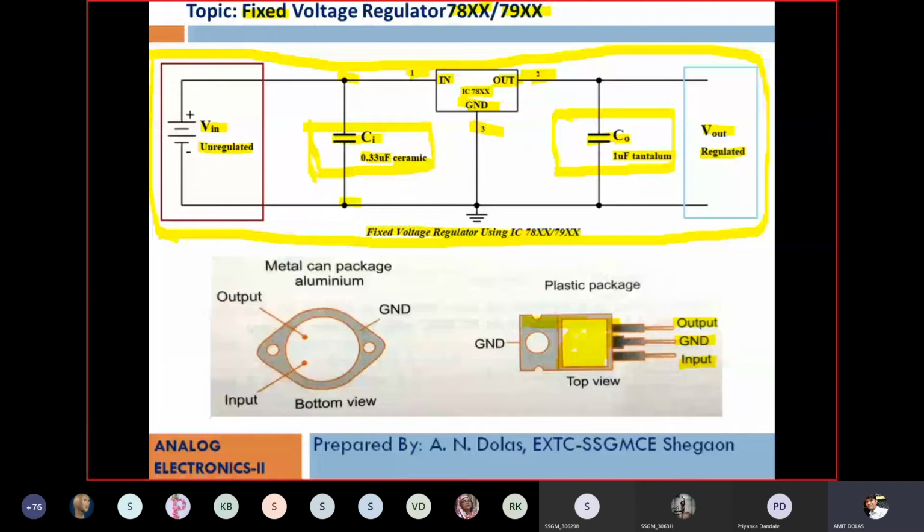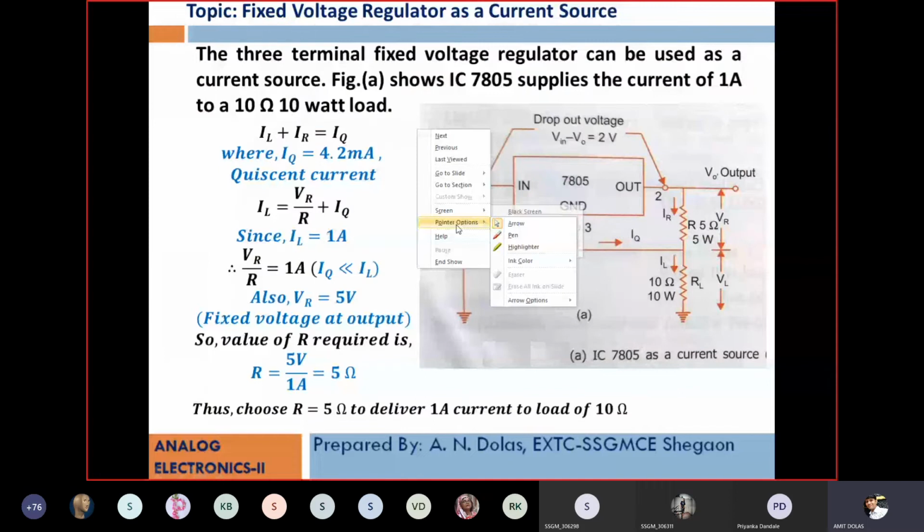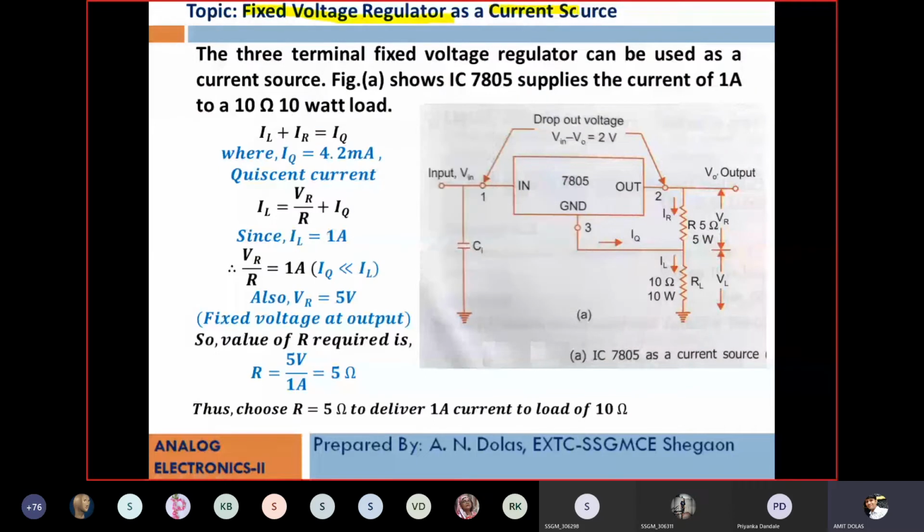So you can see the topic here. Fixed voltage regulator is nothing but 78 79 series. As a current source, we will take variable later on. So as a current source, this is a voltage regulator. Can we use this IC as a current source to the load? So the answer is yes. The 3-terminal fixed regulator can be used as a current source, as shown in the figure.